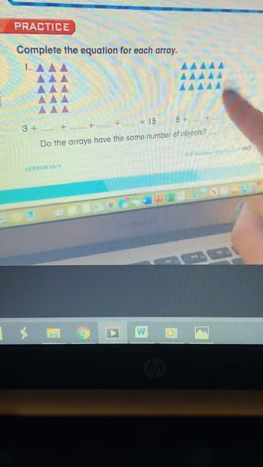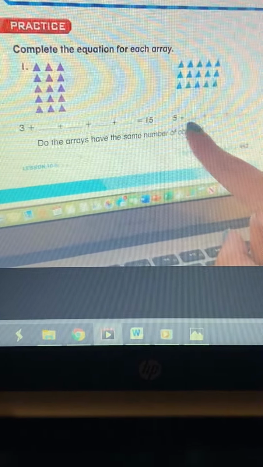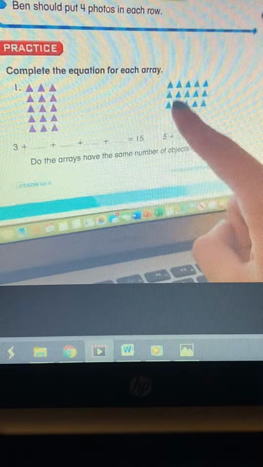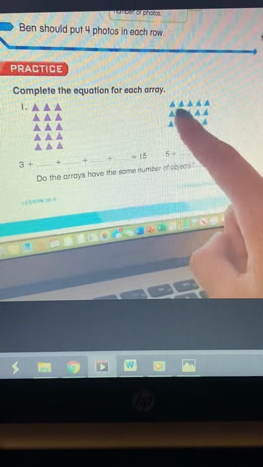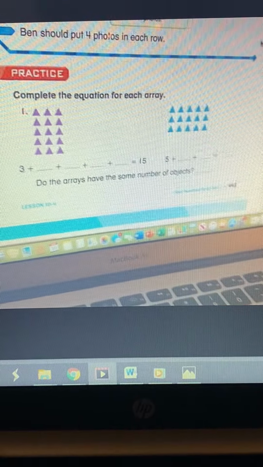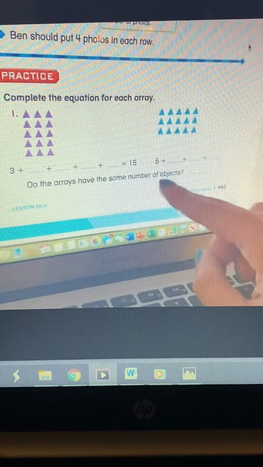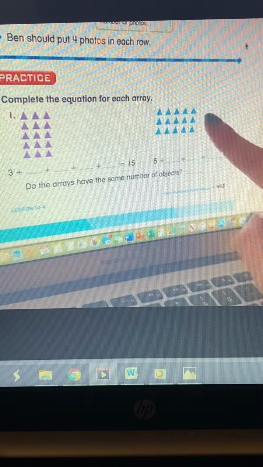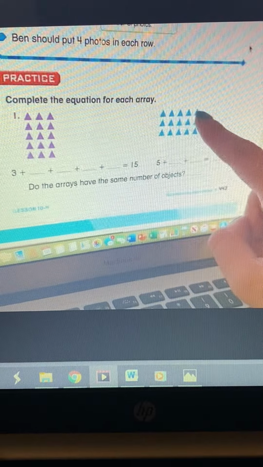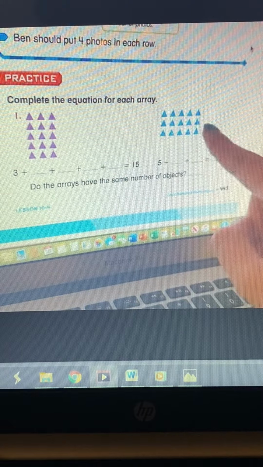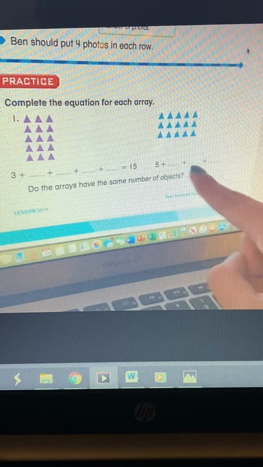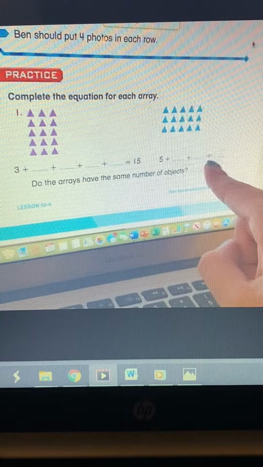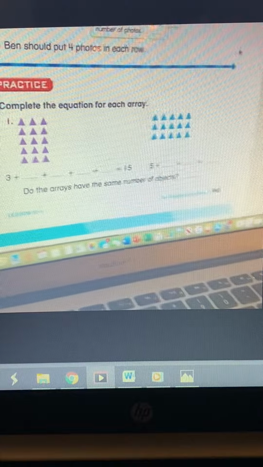Now moving on to the next array, we have the blue triangles. So we have 5 plus blank equals blank. If I look up at this array, I have 1, 2, 3 rows. 3 rows of 1, 2, 3, 4, 5. I have 3 rows of 5. So I'm going to add each row together. So I have 5 plus 5 plus 5. So I am adding the number of objects in each row that many times. So I'm adding it 3 times. So 5 plus 5 plus 5 equals, well, we know 5 plus 5 equals 10, and then 10 plus 5 equals 15. I hope we are all studying our math facts.